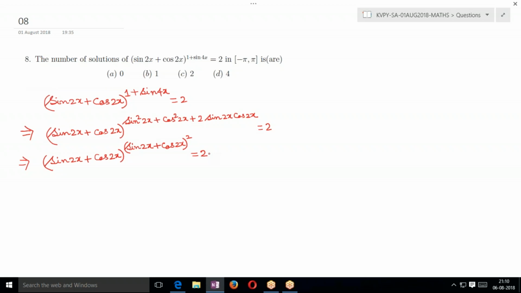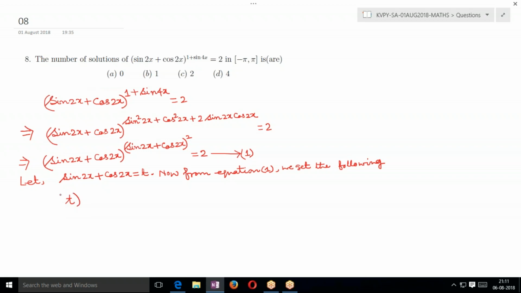So here let us assume that sin 2x plus cos 2x equals t. If we call this equation number 1, then from equation 1 we get the following: t power t square equals 2, isn't it?